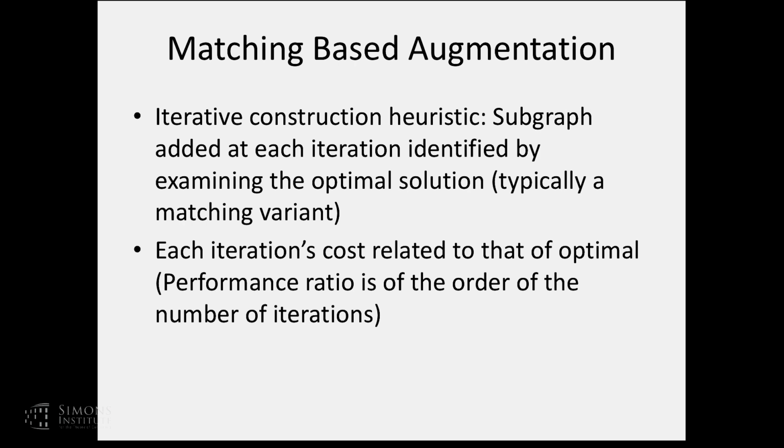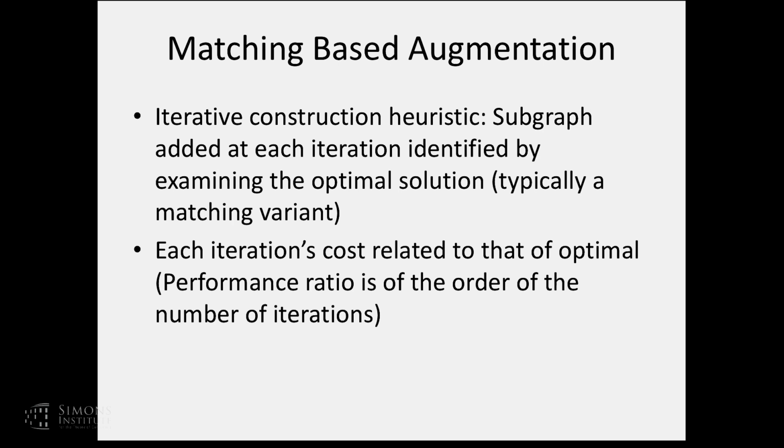The idea is based on matching, so I called it matching-based augmentation. It's an iterative construction heuristic, so you start with the empty tree, and you keep adding edges until you get everybody connected. The idea is that by looking at a certain simple solution decomposition, you should be able to tell what the subgraph you want to add at each iteration is. So this is going to be an interactive talk, as you can tell. I'm going to propose this heuristic, and I'm going to give you the Poise problem again.